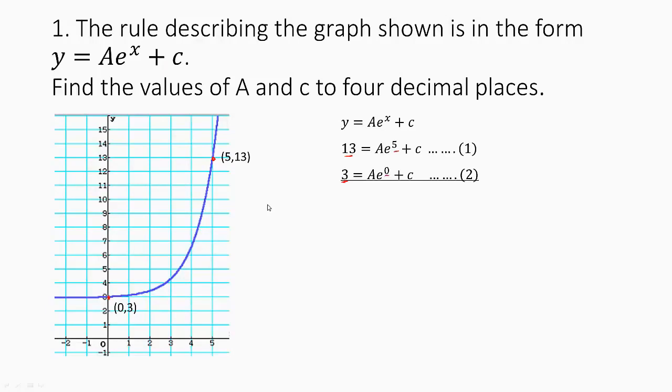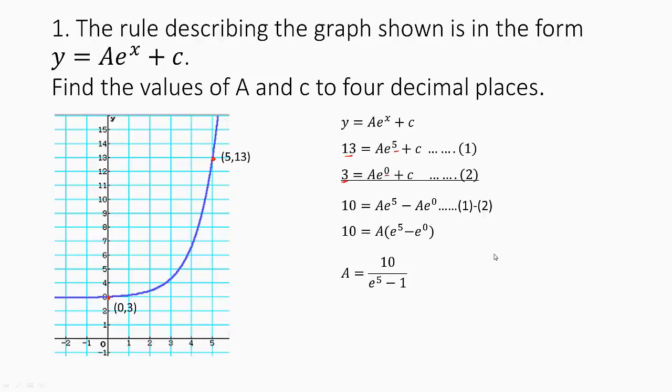How am I going to solve these equations? This is a simultaneous equation. I'm going to subtract equation 2 from equation 1. What do you notice? I can take a out as a common factor, and I end up with e to the 0. E to the 0 we recognize as being equal to 1. So a equals 10 over e to the power of 5 take 1.